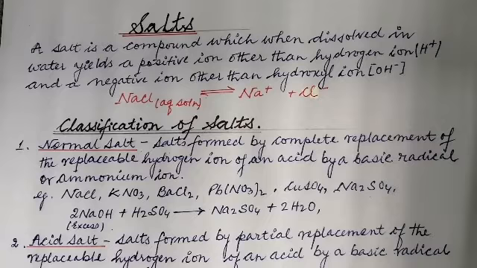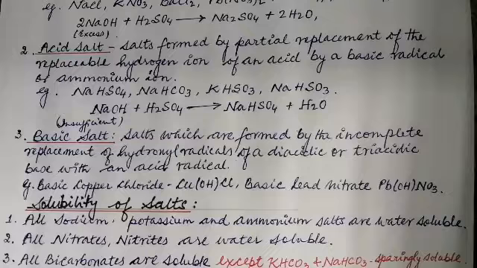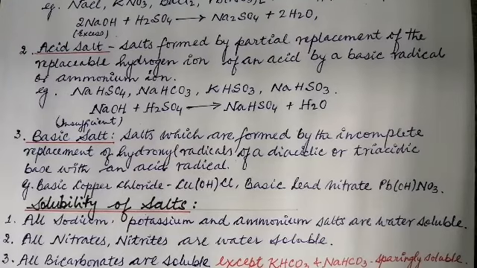Now, how are they formed? When you react a base with a dilute acid, it always gives you salt and water. So sodium hydroxide, when it is taken in excess and reacted with dilute sulfuric acid, it gives you a normal salt. For instance, sodium sulfate, and water is formed.